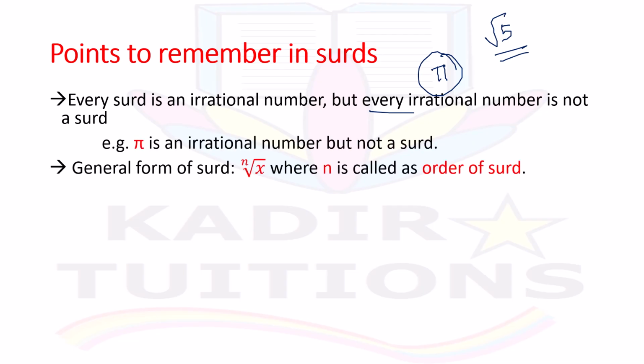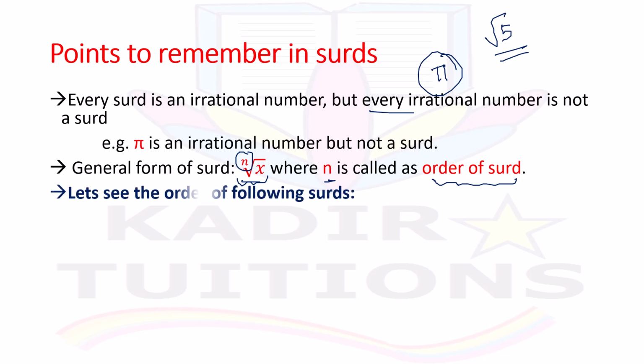And what is the general form of a surd? The nth root of x, where n is called the order of the surd. This is also very important. They will be giving a surd and asking us to find the order of the surd. The value of n will give you the order of the surd. So we'll see some problems for finding the order of a surd.